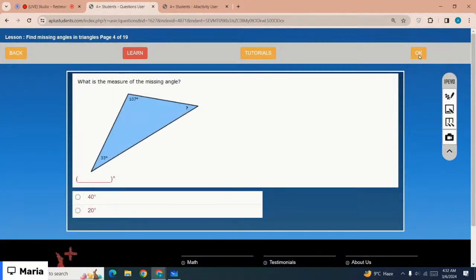What is the measure of the missing angle? 107 degrees, 33 degrees, and the third one is 42. Yes, it is 40 degrees. The missing angle is 40 degrees.